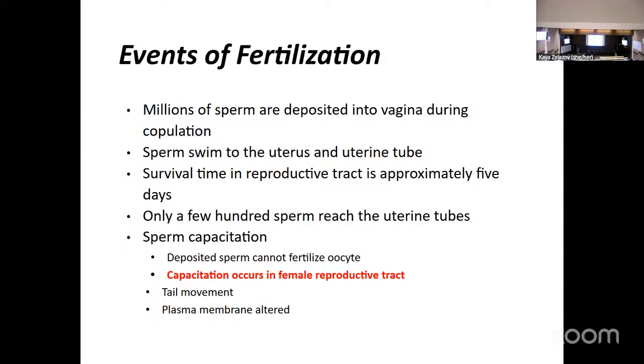So initially during ejaculation, there are like millions of sperm that are getting deposited, but throughout this trip, as they're traveling, we're going to see less and less sperm making it to that point. So their overall survival time in the reproductive tract is approximately 5 days, but that's not going to be for each and every one of them. They're not all great swimmers, for one thing. It's usually only about 100 of those million sperm that make it into the uterine tubes.